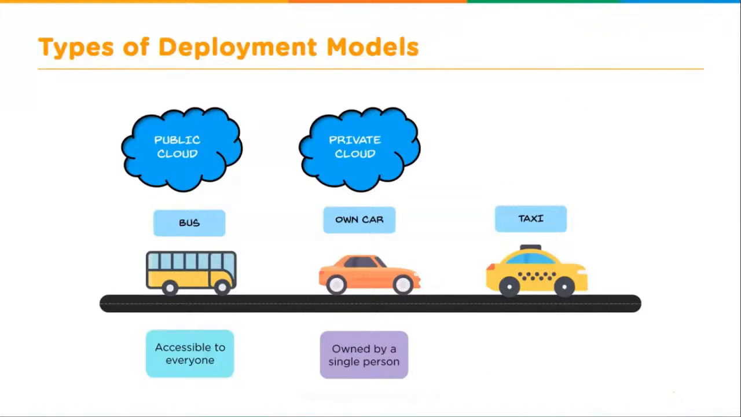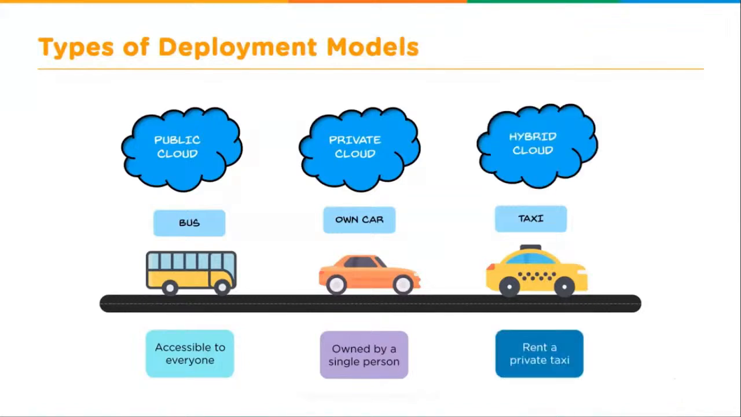And thirdly, if I want the best of both types, the comfort of my own car while still not paying everything upfront, and wanting to pay only for the time that I use the service, I can rent a car. Similarly, I can have it in a hybrid environment, meaning if I already have a DC, the domain controller, I can integrate it with the cloud and use both. That would be a hybrid environment, you can say.